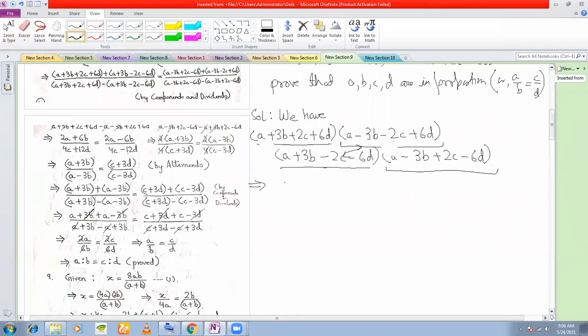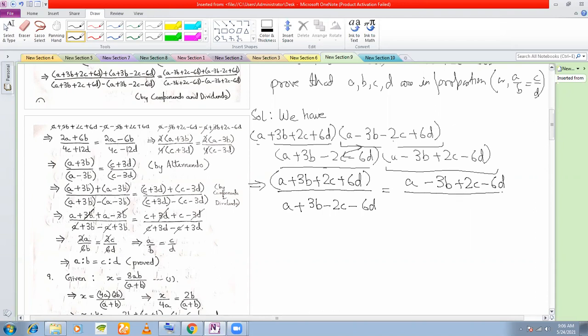that is, we take (a plus 3b plus 2c plus 6d) divided by (a plus 3b minus 2c minus 6d) is equal to (a minus 3b plus 2c minus 6d) divided by (a minus 3b minus 2c plus 6d). Okay, you can write this expression in this manner.